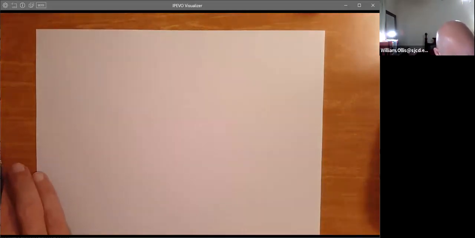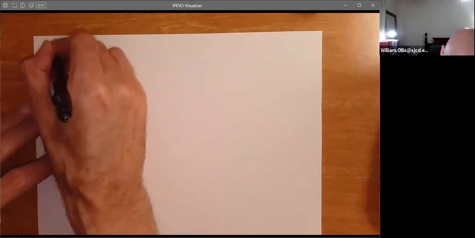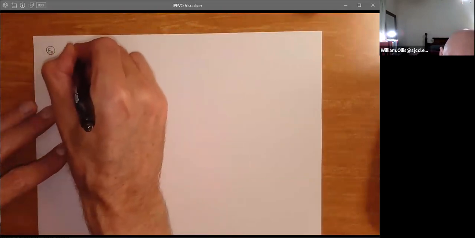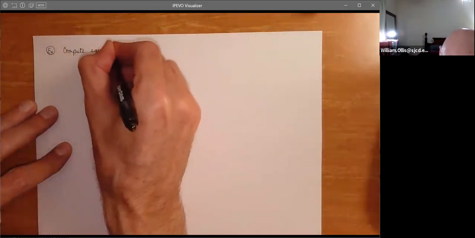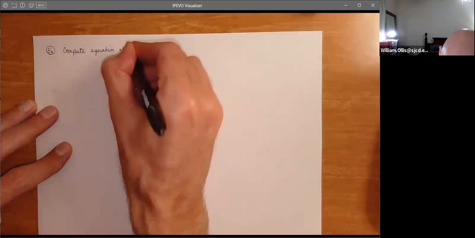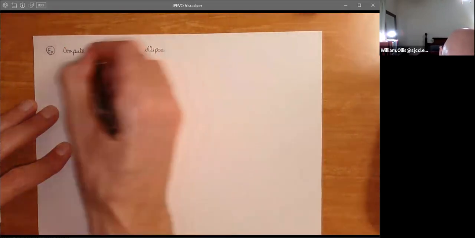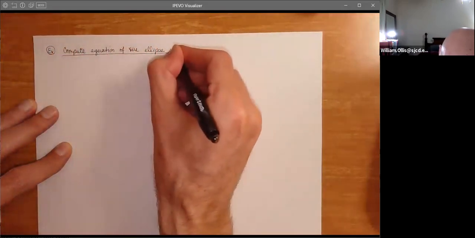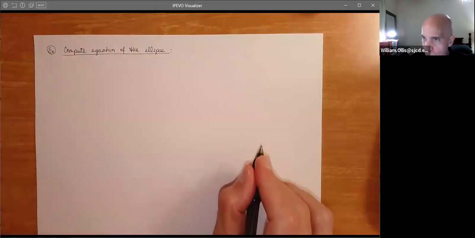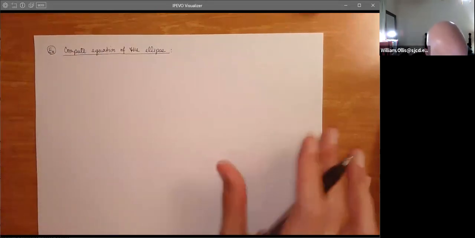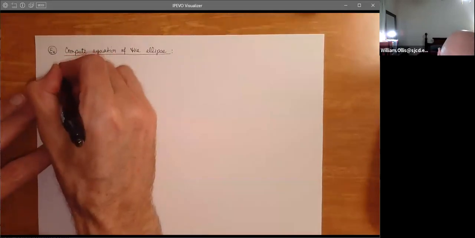So let's see here. Compute the equation of the ellipse. We're going to do the same thing for the hyperbola next class. So it'll be very similar to what we're doing here, but with the hyperbola, we're going to get slant asymptotes, which is really kind of a crazy idea without a rational function.